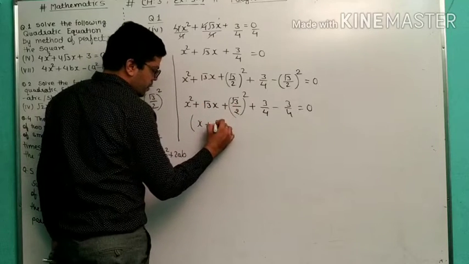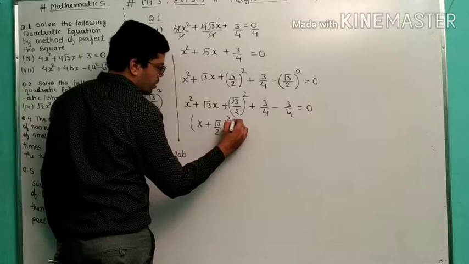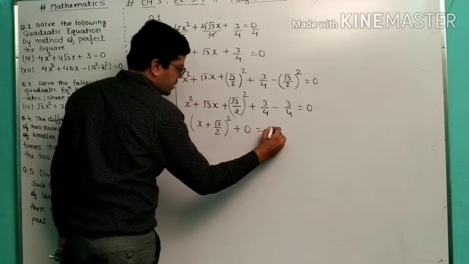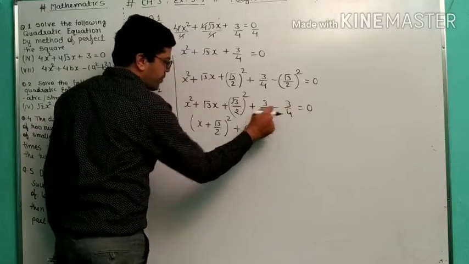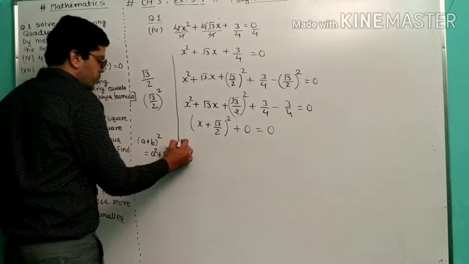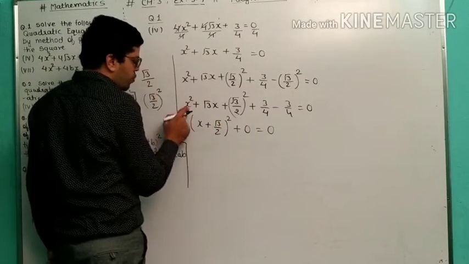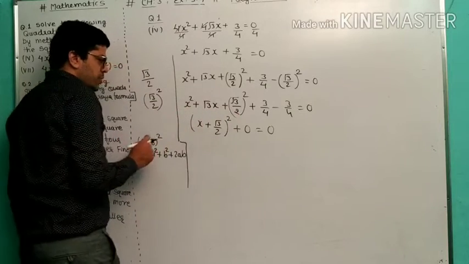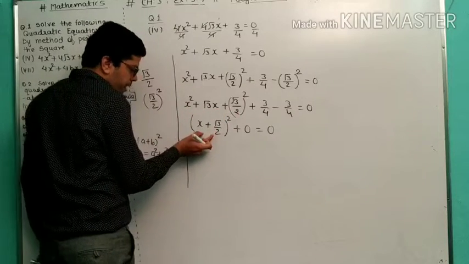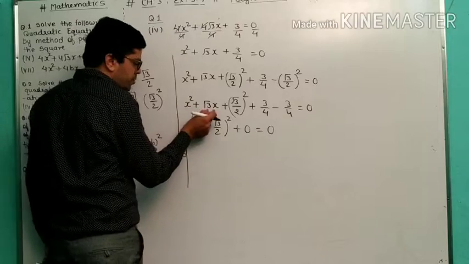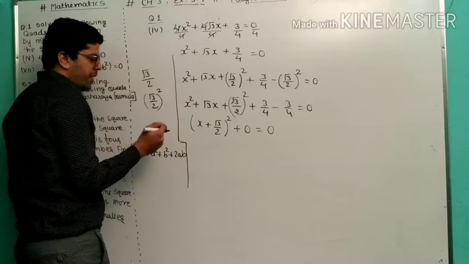(x + root 3 by 2) whole square plus 0 is equal to 0, because 3 by 4 minus 3 by 4 is equal to 0. So if you open this (a + b) whole square, you will definitely obtain these three terms. That's why it is called the method of perfect square. By this, these three terms are converted into a perfect square.